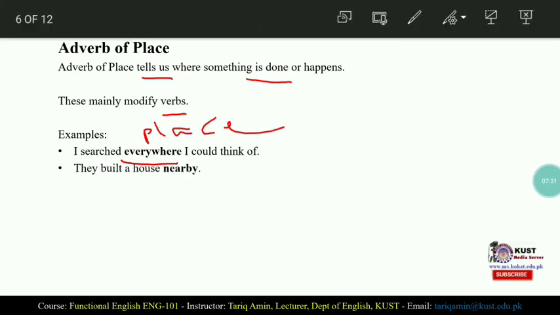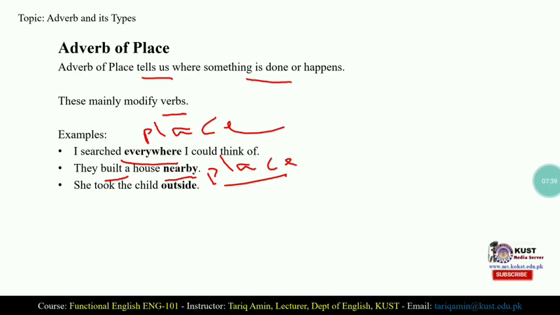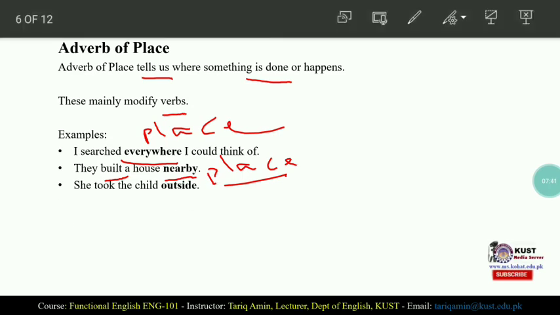And they built a house nearby. They built a house. Built is a verb, a house is the object, and nearby is an adverb of place because it also refers to place. That is why it is an adverb of place. She took the child outside. She took the child where? She took the child outside. Outside refers to place. It answers the question where. So outside is an adverb of place.